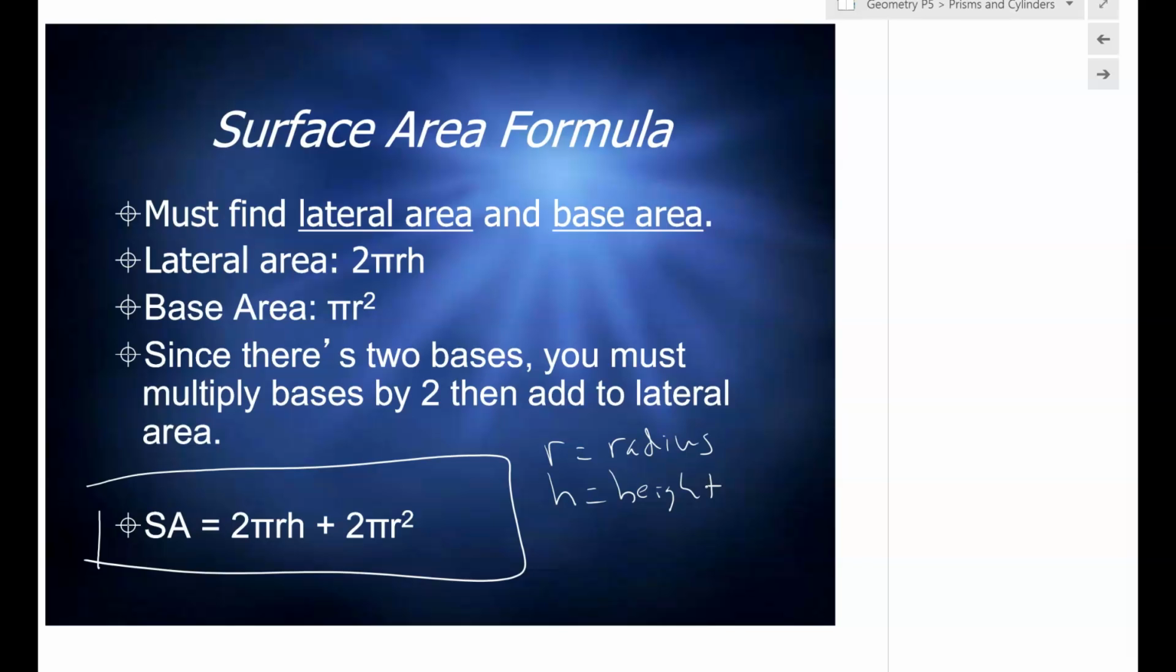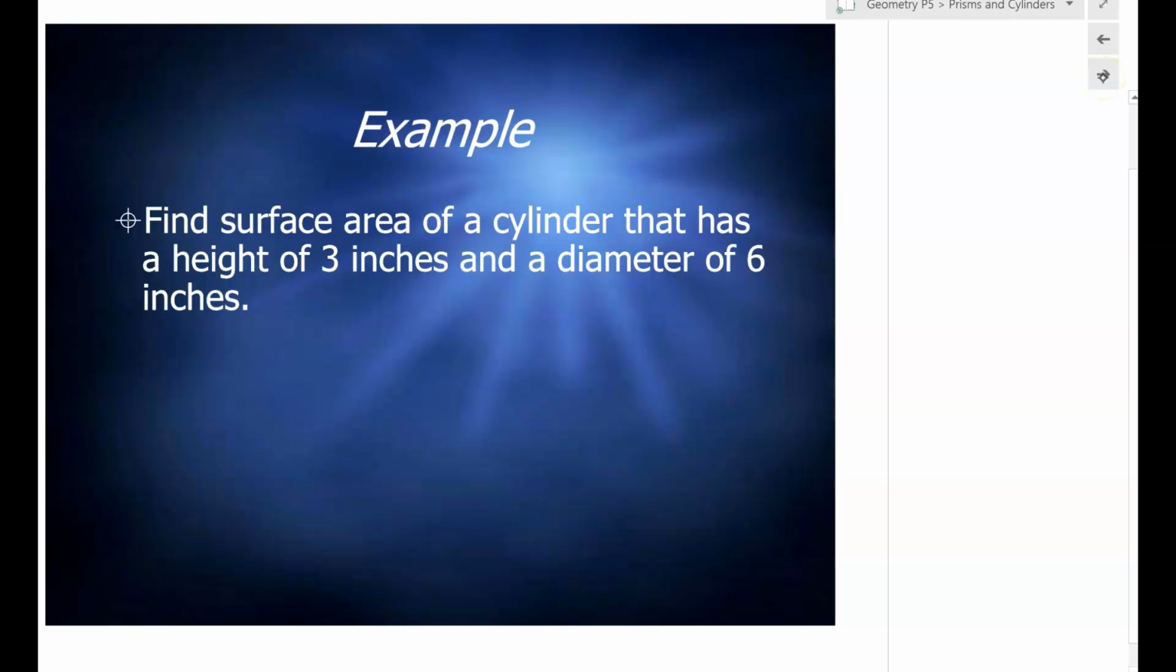This is really simple because I'm only going to give you an r and h. The only way I confuse you is if, instead of the radius, I give you the diameter. So let's look at these couple examples. It says find the surface area of a cylinder that has a height of 3 inches and a diameter of 6 inches. So here's our formula for surface area again: 2 pi r h plus 2 pi r squared.